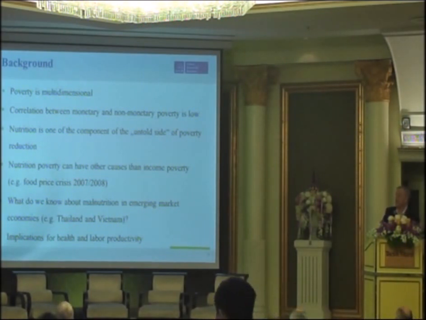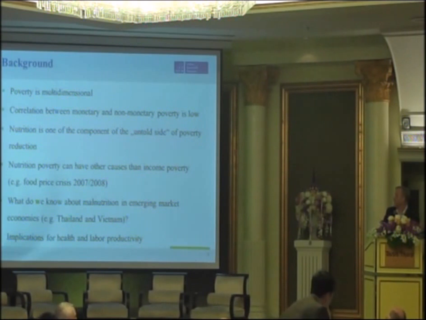Nutrition then perhaps can be called one of the untold sides of the poverty reduction story. As we have seen, and this has been brought out several times very clearly and impressively in this conference, what can happen if there are suddenly shock events like the food price crisis of 2007-2008. Now, in this paper we look at the question, what do we know about malnutrition in emerging market economies such as Thailand and Vietnam? This is particularly about the rural population. And what can we assume or say about the implications for health and labor productivity, although I'm not going to deal with that in this paper.